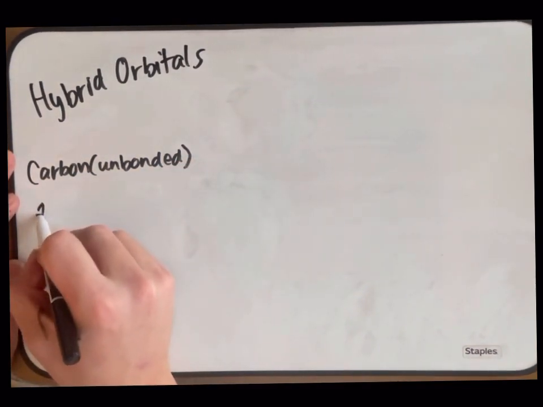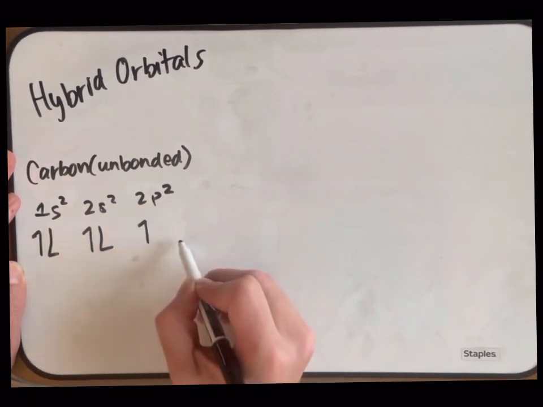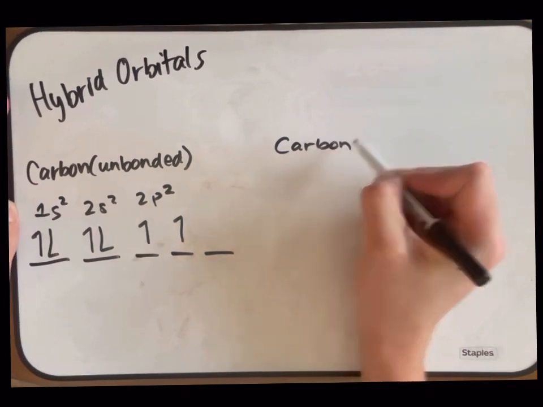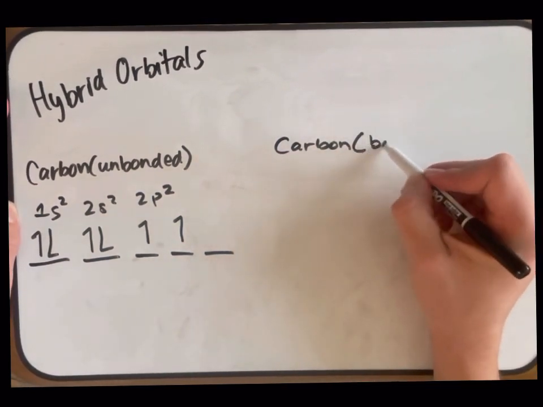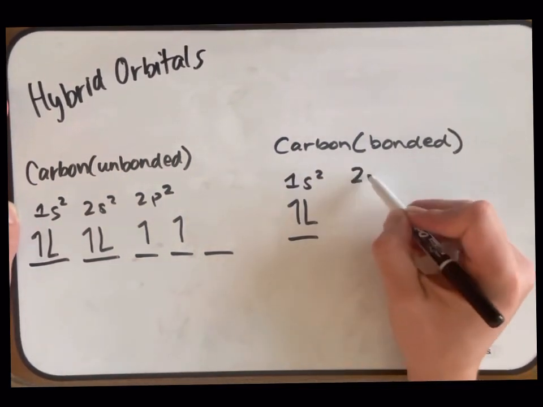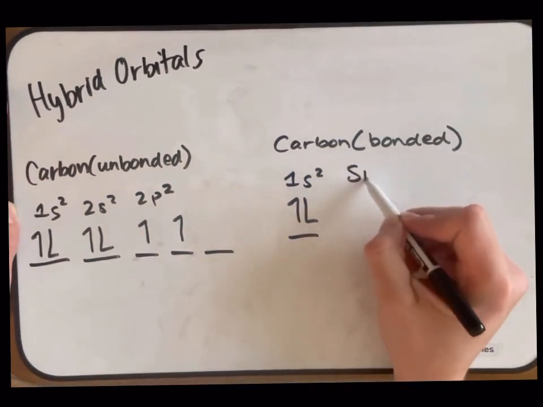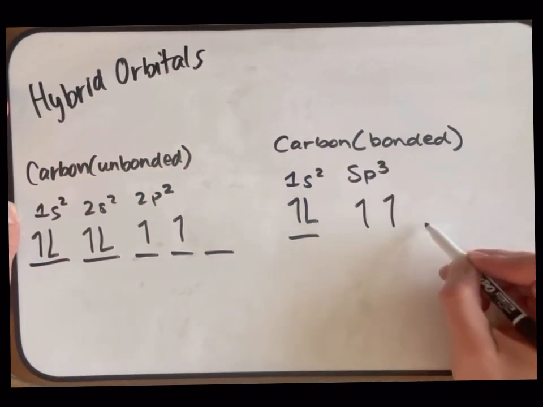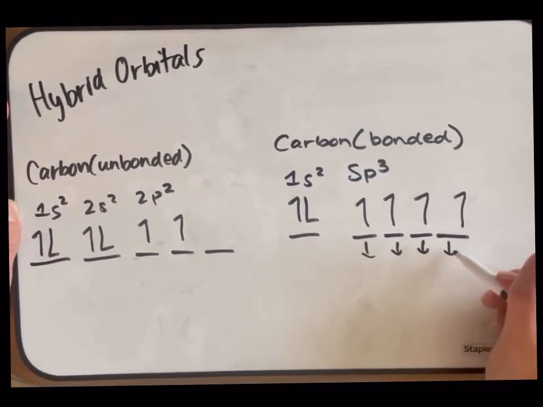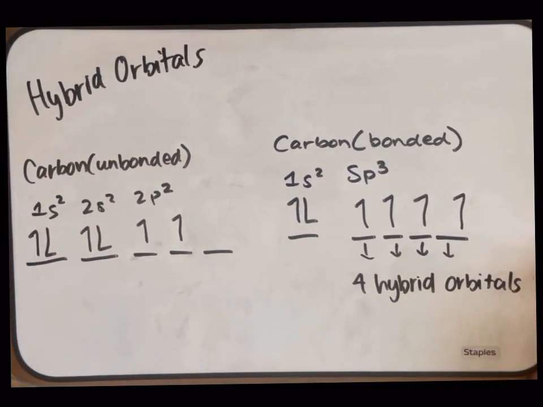So carbon, when it's unbonded, is going to be 1s2, 2s2, and 2p2, with the 2p lines going straight up. However, when it's bonded, we're using hybrid orbitals. So the 1s2 is the same, but this time, instead of the 2s and the 2p, it's going to be sp3. And there's going to be four lines going up, which represents four hybrid orbitals. This is so we can fill more space and have more bonds.